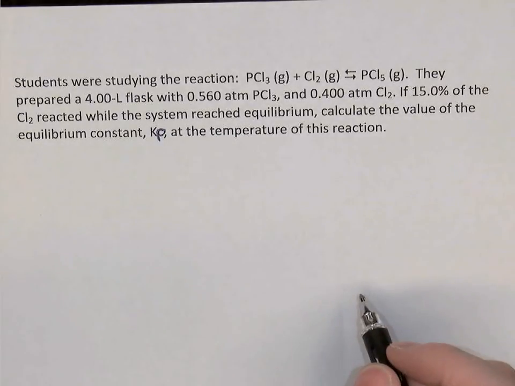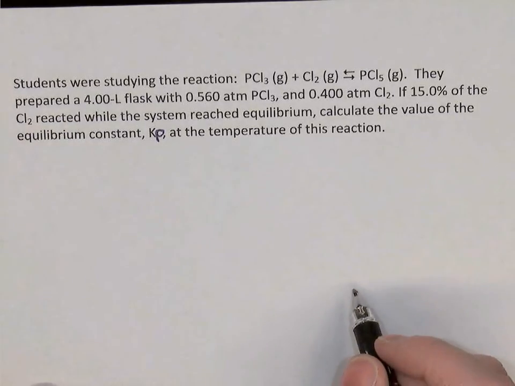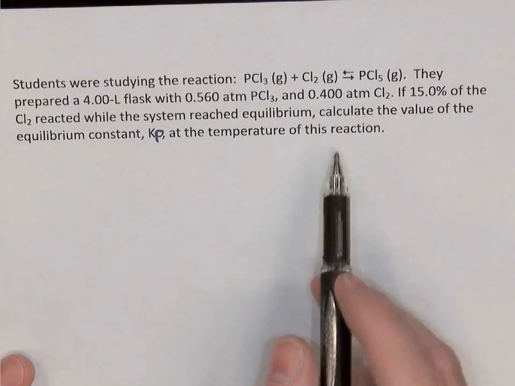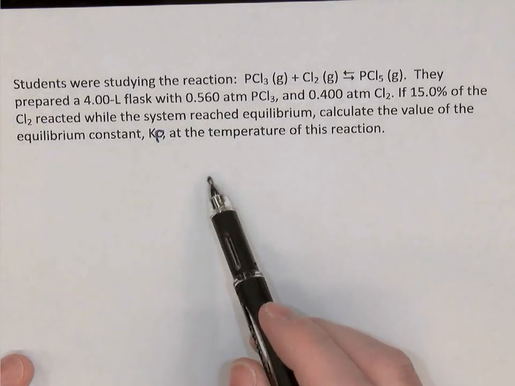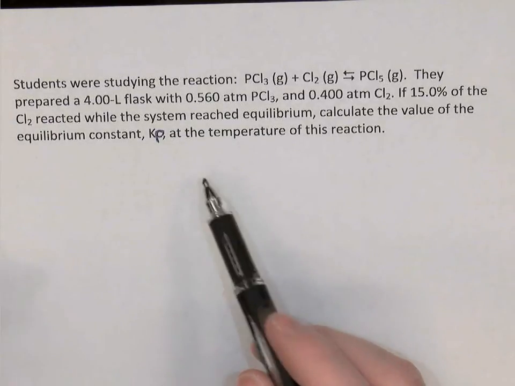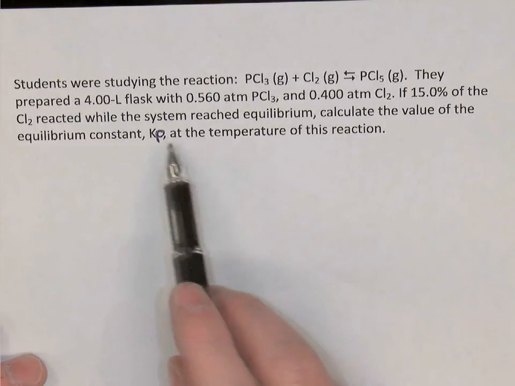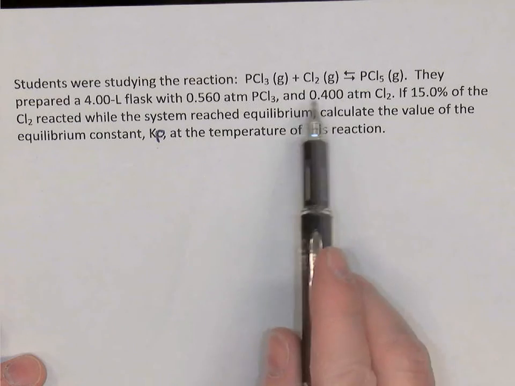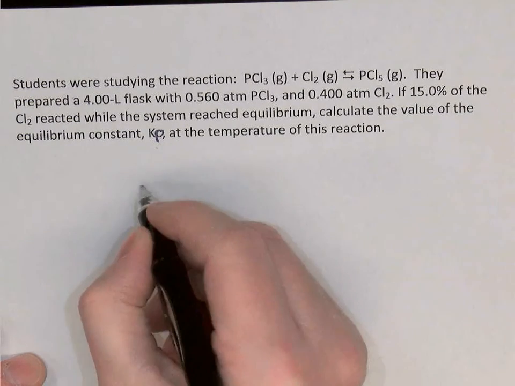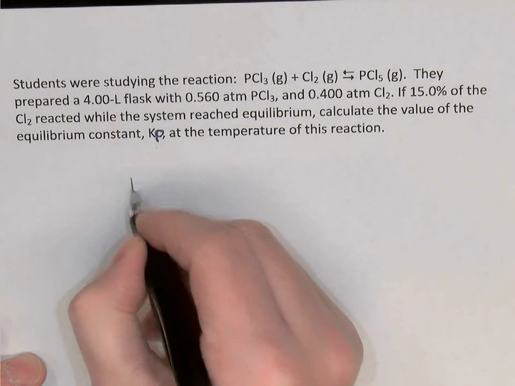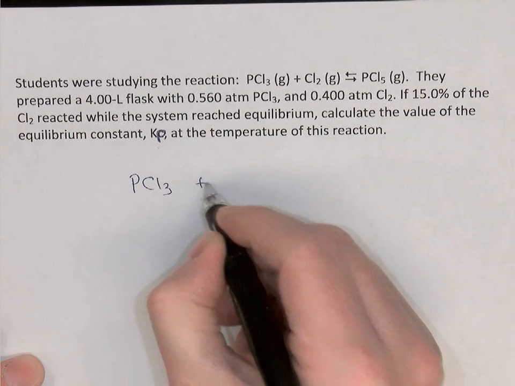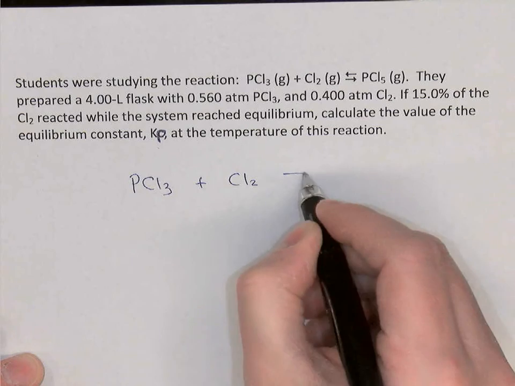If 15% of the chlorine reacted while the system reached equilibrium, what's the value of Kp at this temperature? There's no temperature actually mentioned in the question, so there would be no way to take a Kp and convert it to a Kc. So we're going to have to find the Kp value because we're using atmospheres in the question. So we'll write the equilibrium down again, so PCl3, and again these are all gases, so I'm just going to omit the phases to be lazy.